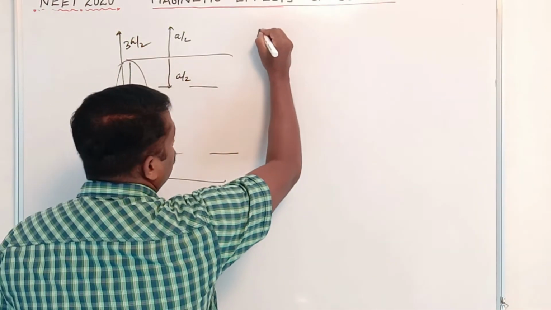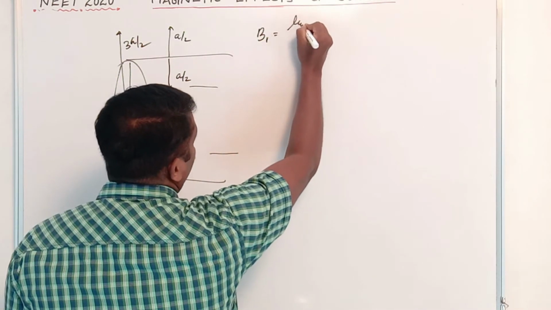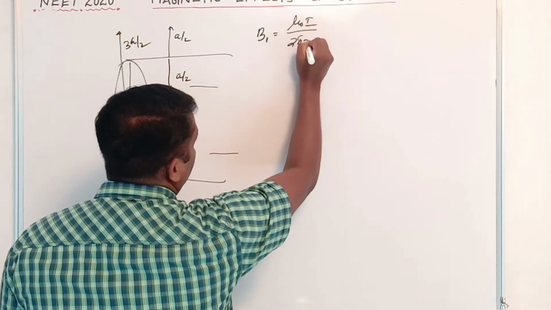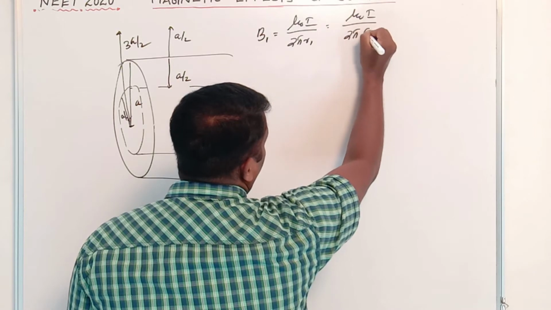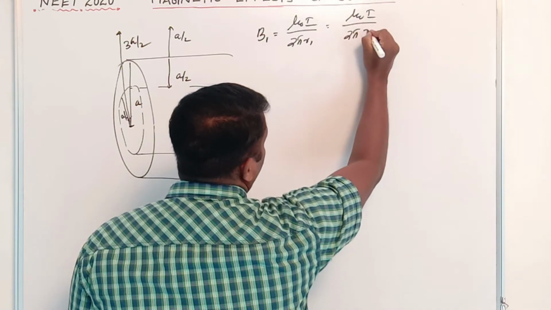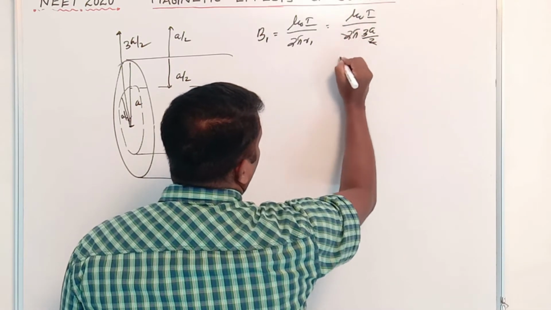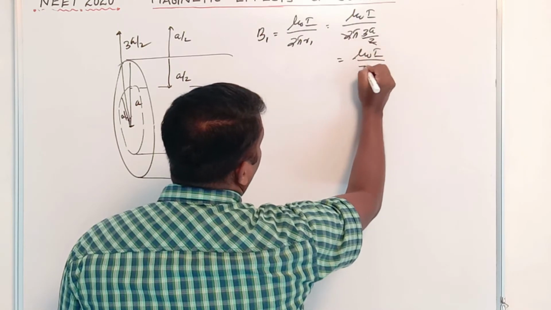So B1 is equal to mu 0 I by 2 pi R1, that is equal to mu 0 I by 2 pi into 3A by 2, that is equal to mu 0 I by 3 pi A.